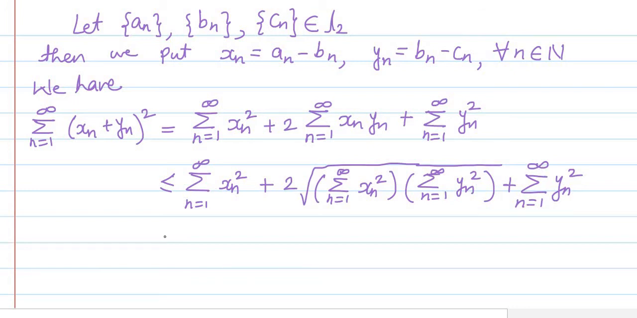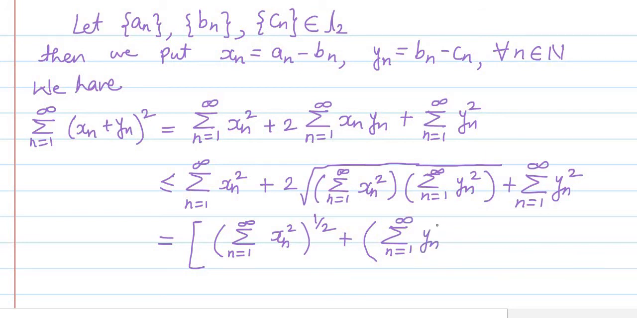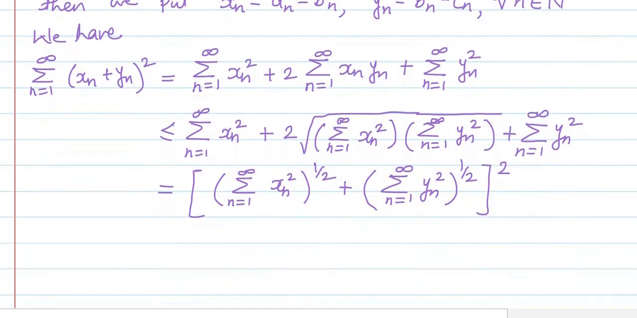Now if you observe the right hand side, it is a perfect square, so therefore this is equal to the first term, summation over n equal to 1 to infinity Xn square, to the power 1 by 2, meaning under root, plus the second term, summation over n equal to 1 to infinity Yn square, also under root, meaning 1 by 2 power, and it's a whole square. The whole square of this outer bracket is the earlier right hand side. Okay.